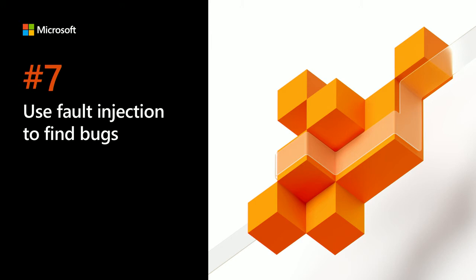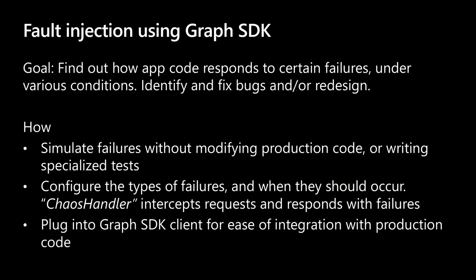We often hear from developers in the context of throttling as well as in general, how do I test error handling in my app? How do I make sure that my app does respond to throttling correctly or other types of errors? So we've done something cool in the Graph SDKs. We've made fault injection quite simple, and I'll demo this in a second. You can now simulate failures without modifying any production code almost and not writing specialized tests.